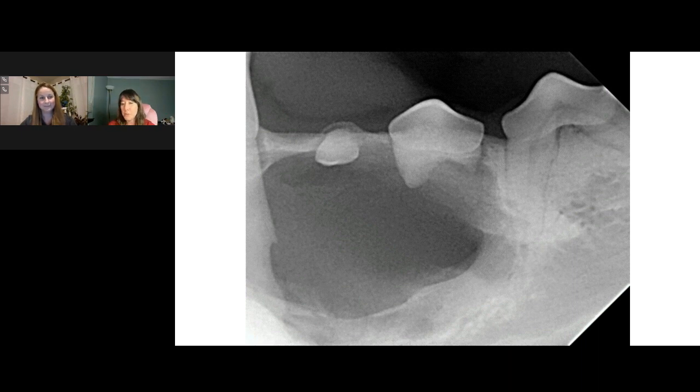So the one question that I see a lot of people asking, which is always a tricky one, is about monitoring tooth resorption. So in a cat or a dog, if you see a little bit of resorption, how do you know when you have to take the tooth out and when it's okay to monitor?